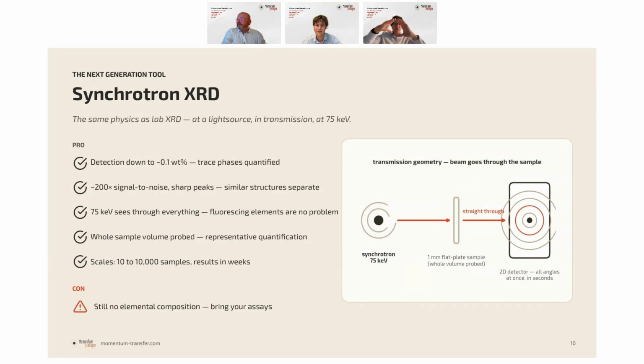And then we can detect the whole scattered cone on a flat detector, a two-dimensional detector. And that means we can go down to below 0.1% in detection limits. We have a 200-fold signal-to-noise improvement. We have very sharp reflections, those peaks that you see in the diffraction pattern, and we can probe a large amount of your sample because we have this great penetration depth. And because of this extreme brilliance, we can measure within seconds. That means you have a capacity of tens of thousands of samples with a system like this.